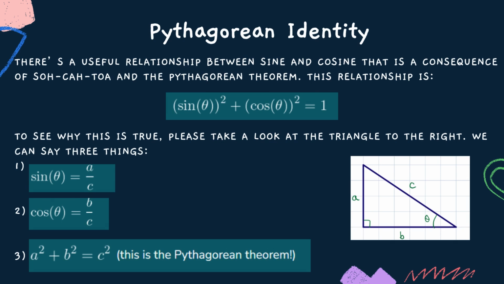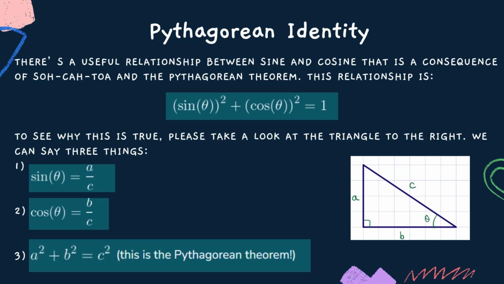There's a useful relationship between sine and cosine that is a consequence of the SOH CAH TOA and the Pythagorean theorem. This relationship is sine theta squared plus cosine theta squared is equal to 1. Now, let's learn why this is true. Look at the triangle on the right. We can gather 3 things from this. That sine theta is a divided by c, cosine theta is b divided by c, and that the Pythagorean theorem still stands true because it is a right-angled triangle.